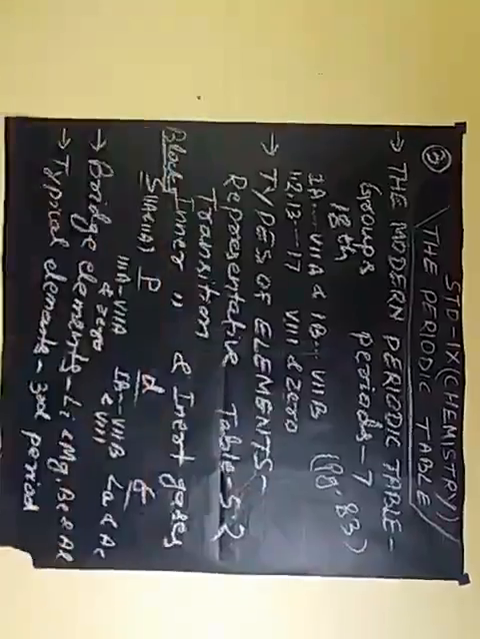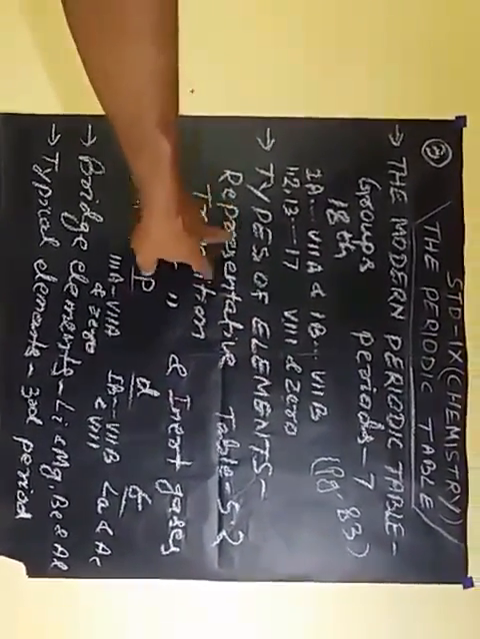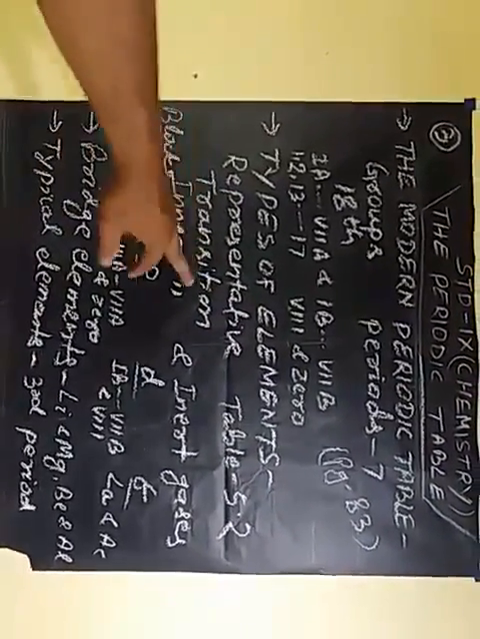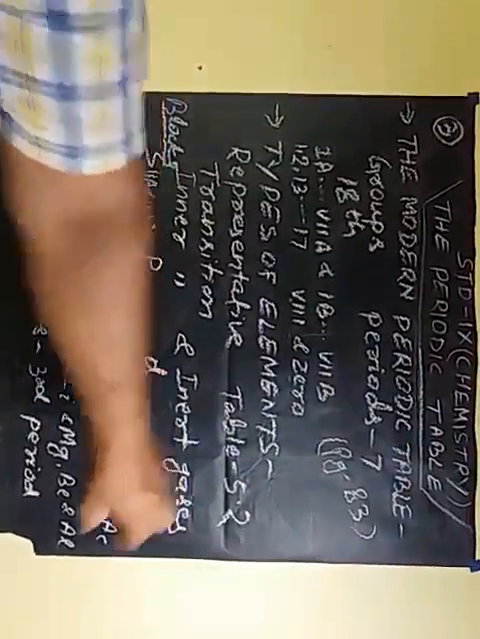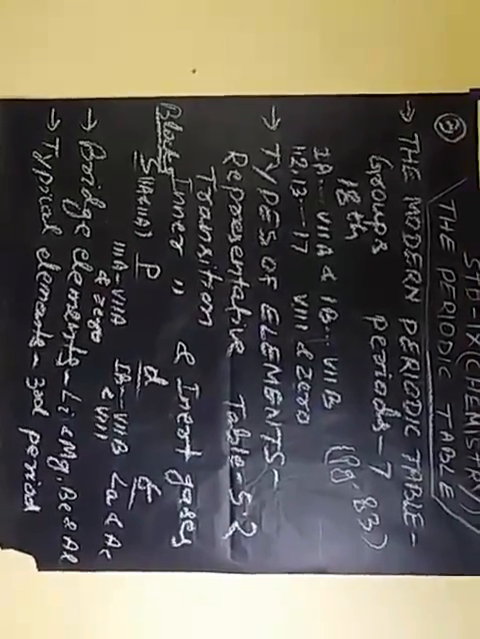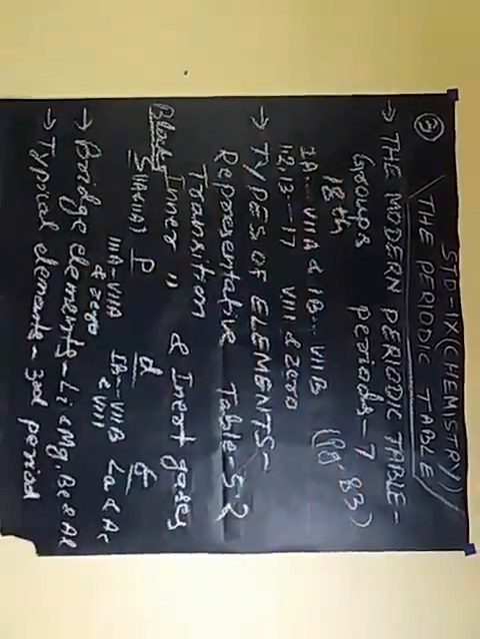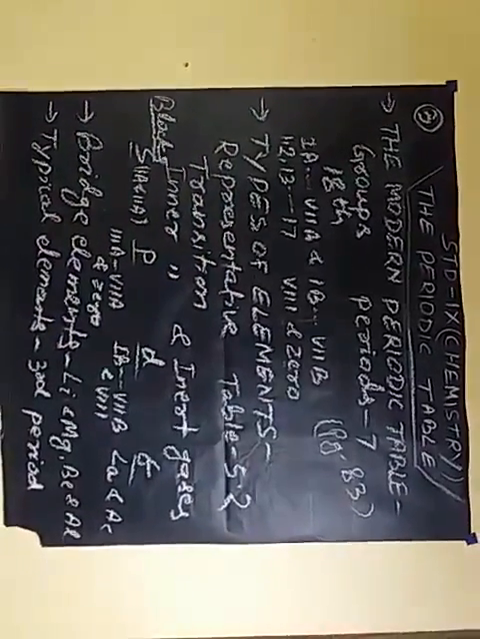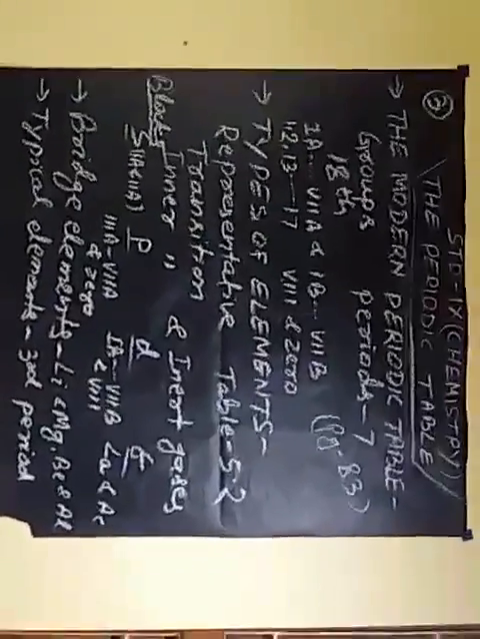Then types of elements. There are 4 types of elements. One is representative or normal, another is transition, the third is inner transition, and the fourth is inert gases. See table 5.2, where the different types of elements are mentioned, and the modern periodic table on page 83. These representative elements are generally mentioned as 1A or A. If it is A, it is a representative element.